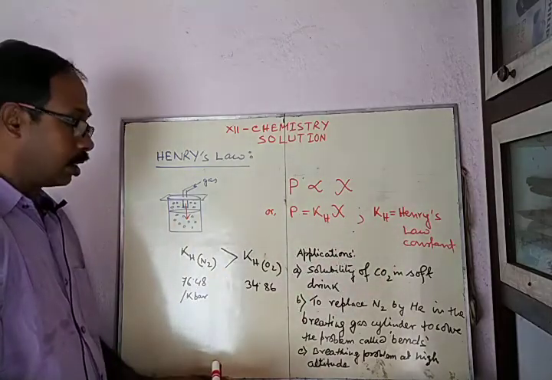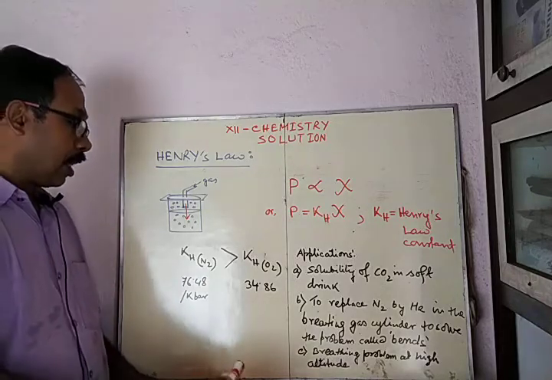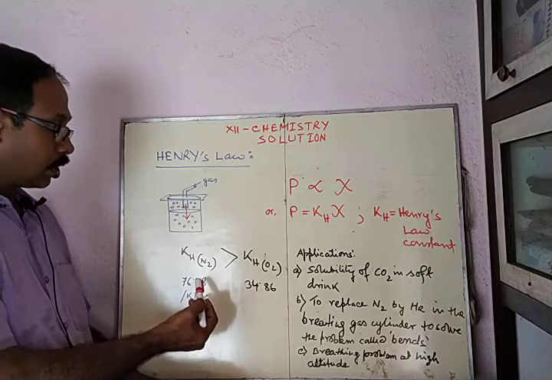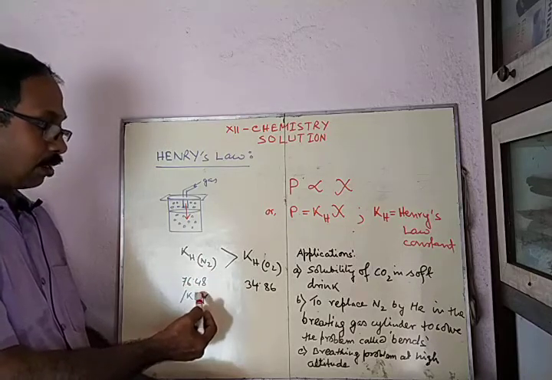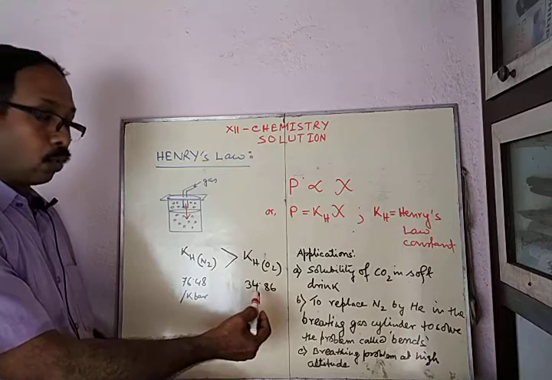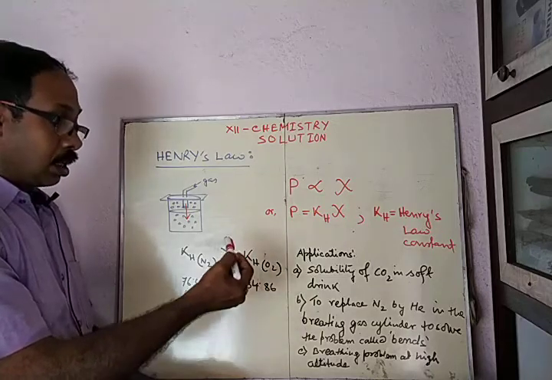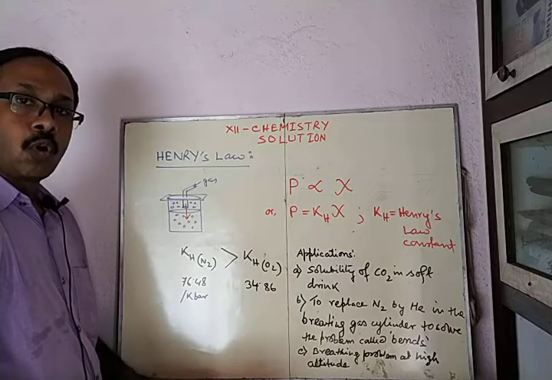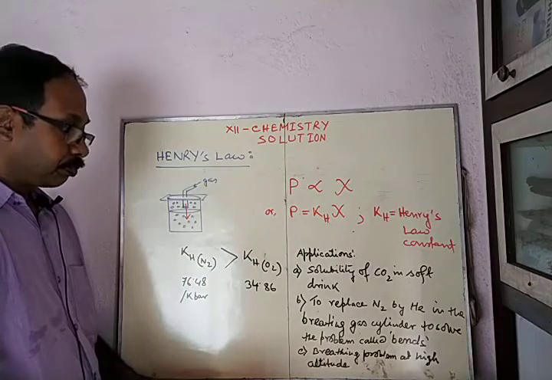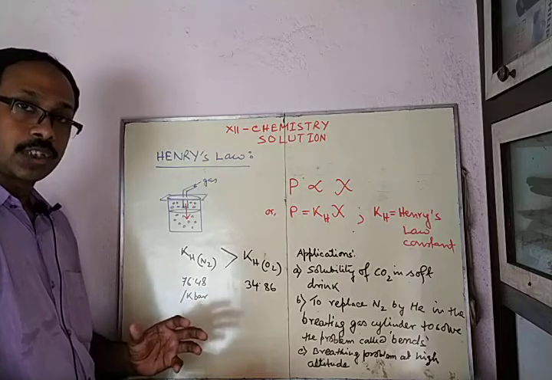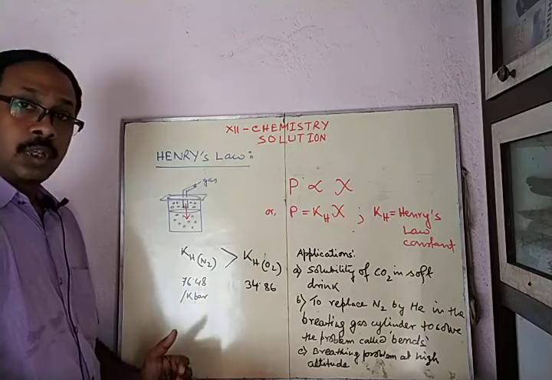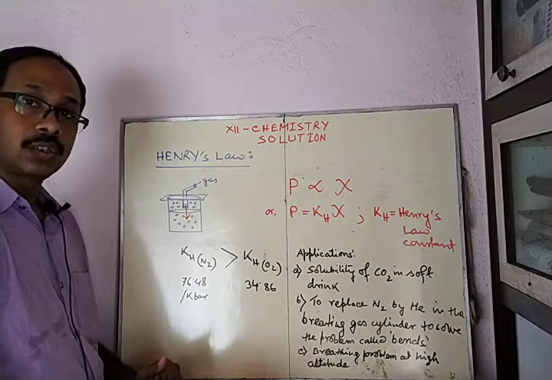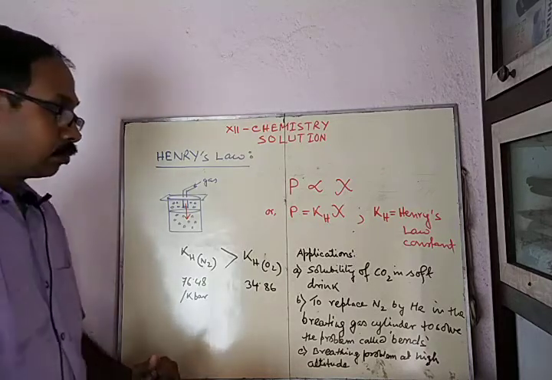Now for two gases, if we compare the Henry's law constant, like here nitrogen and oxygen, at a particular temperature nitrogen has a higher Kh value than oxygen. Therefore nitrogen is less soluble than oxygen. So we find that in our ponds and lakes, the solubility of oxygen from air is more, and therefore the fishes use that oxygen for their breathing.